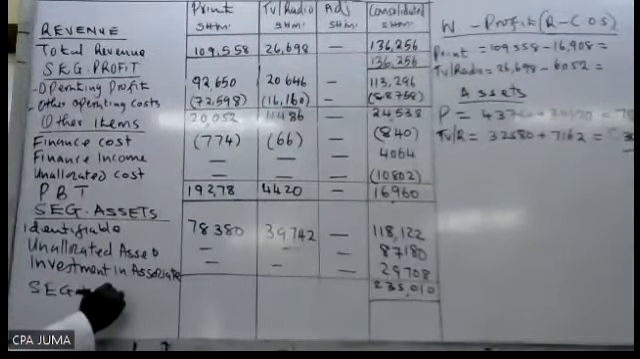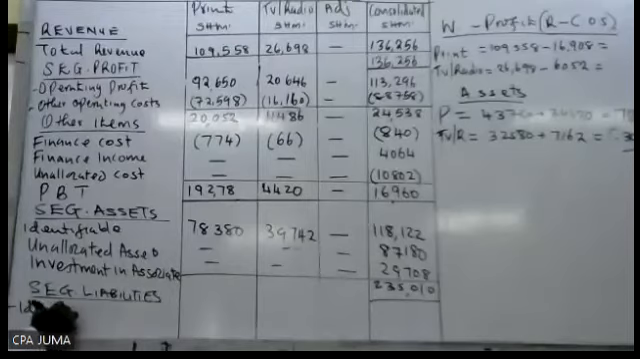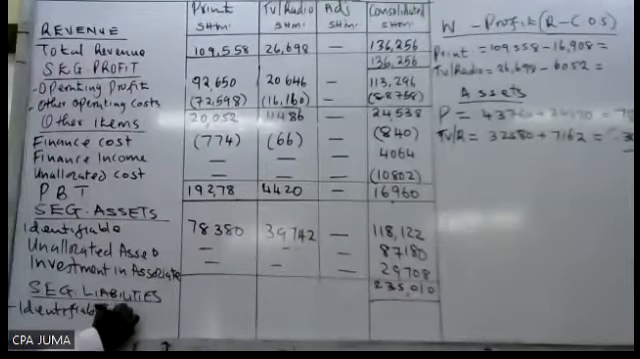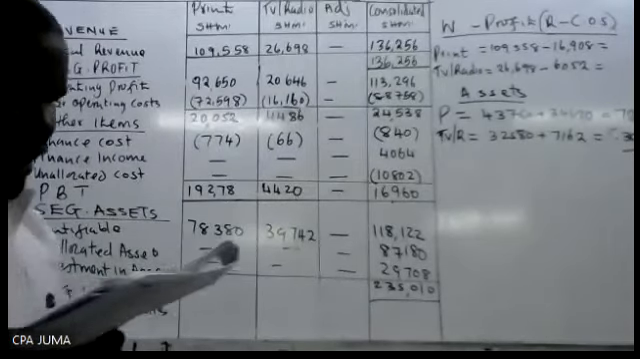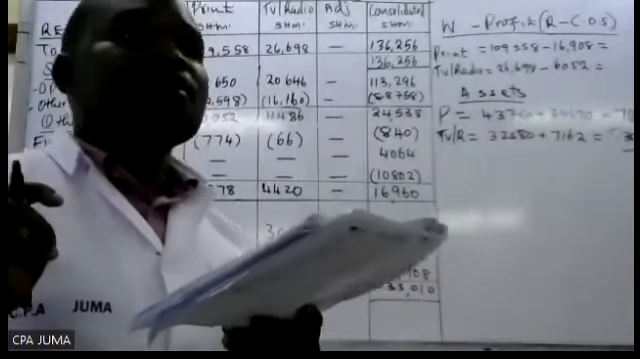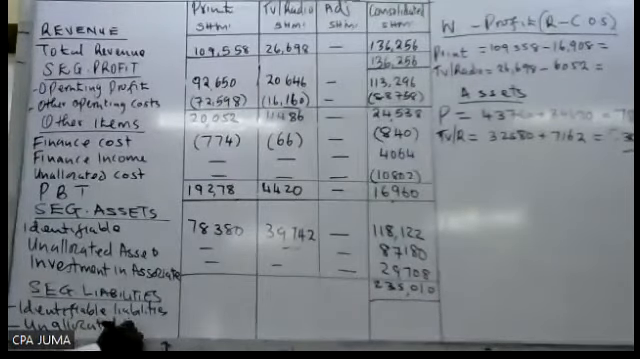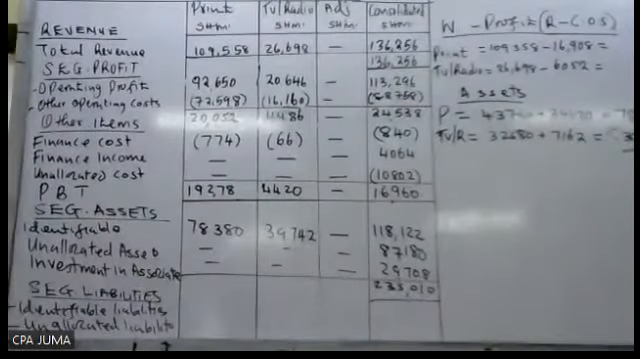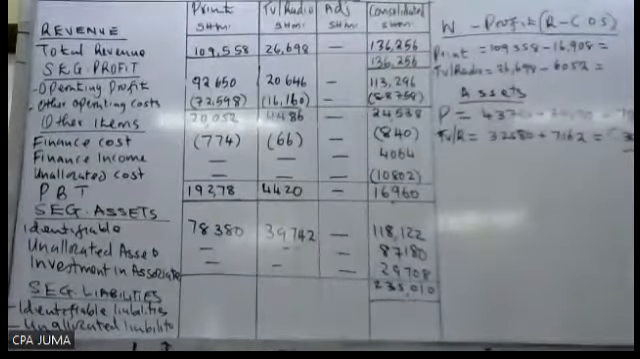Segment liabilities. Identifiable liabilities. So do for me this favor. Add for me, there is both current and non-current. So combine those two. Then there is unallocated liabilities. Can you combine them? Then you provide me with the figures plus the totals. We are finishing in the next few minutes. Once you're done with that question, then I'll tell you what next.